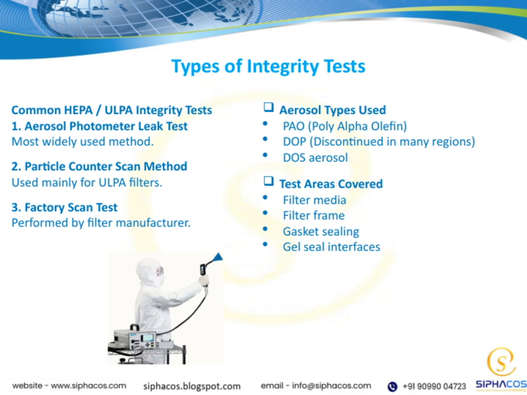Moving on to the test areas we cover, we look at several critical components. First, the filter media itself, because that's where the filtration happens. Then, the filter frame, which provides structural support. Gasket sealing is also vital to ensure the seal remains airtight, and gel seal interfaces are checked to confirm no leaks occur at those junctions.